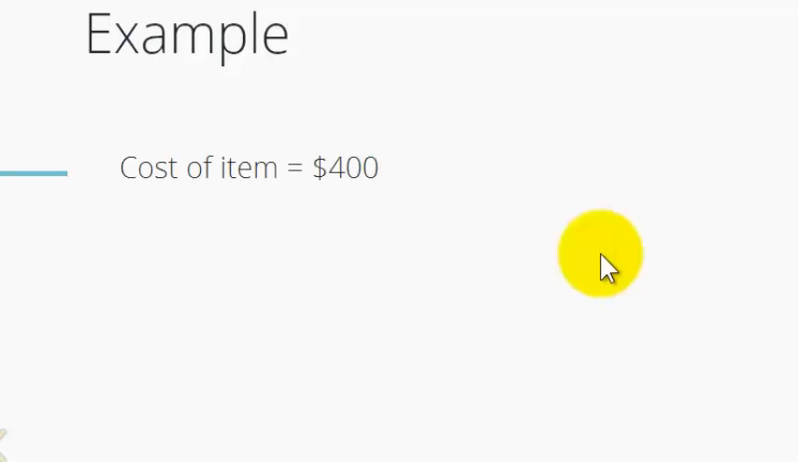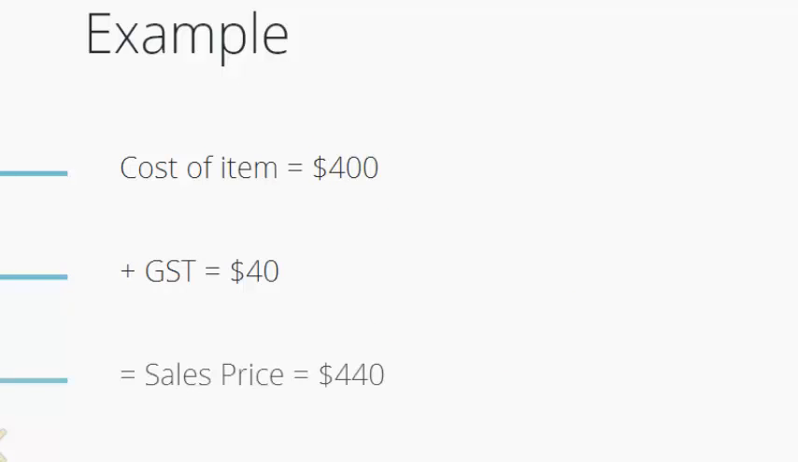Okay, let's assume that we've got an item that we've purchased from our suppliers for $400. We must charge 10%, so add on the $40. So the sale price there you can see is $440.